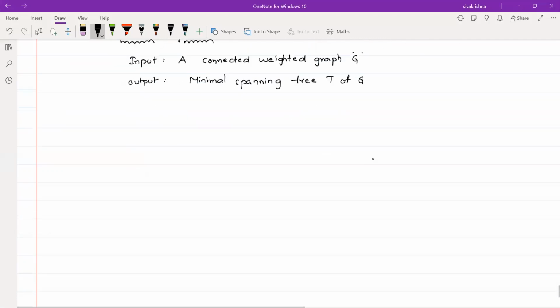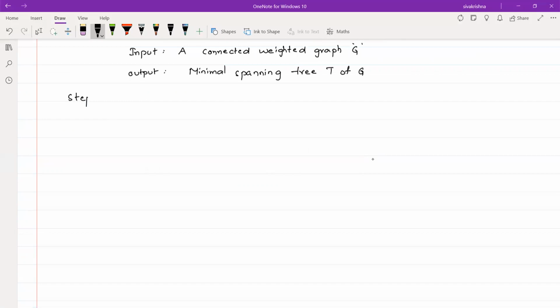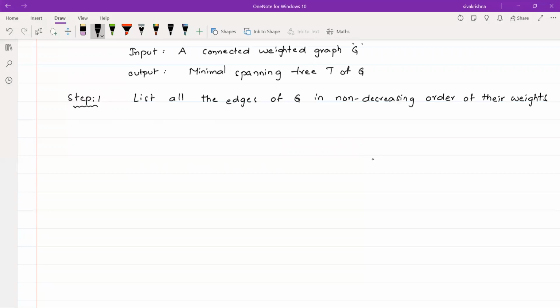Now coming to step 1. In step 1, what we have to do is list all the edges of G in non-decreasing order of their weights, which do not form a loop.